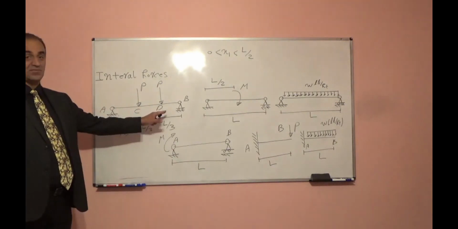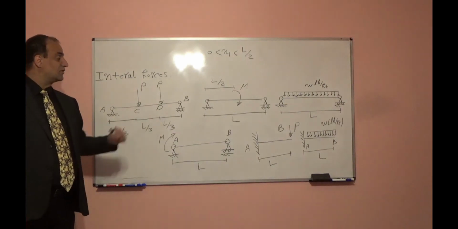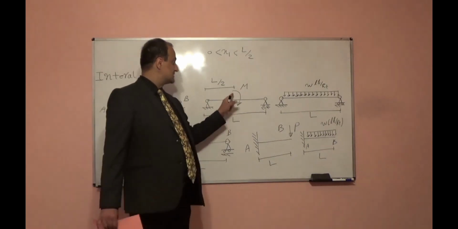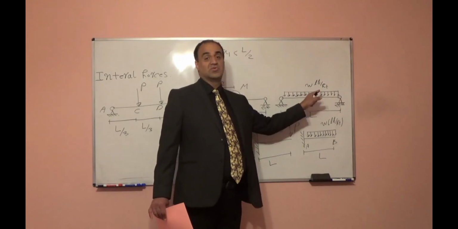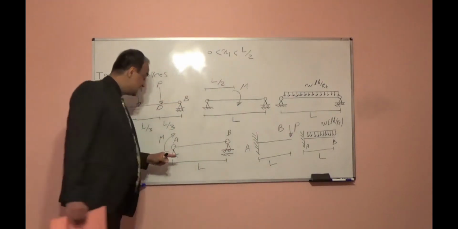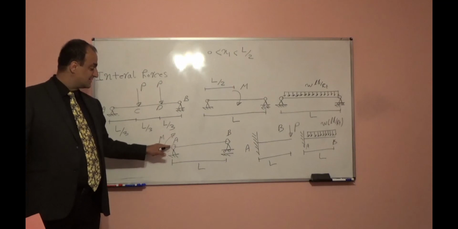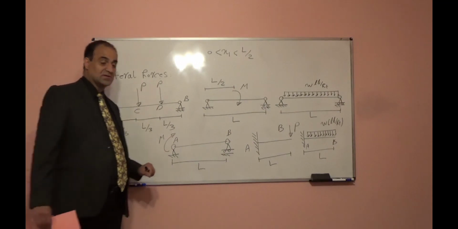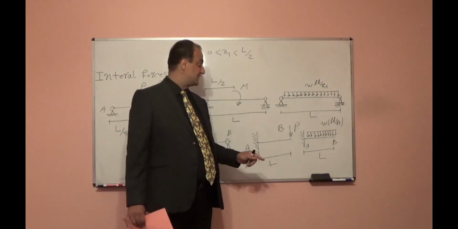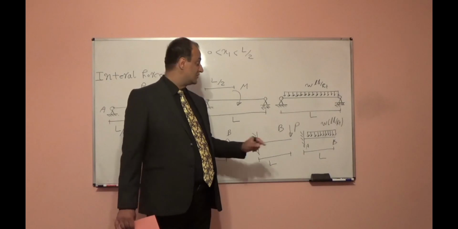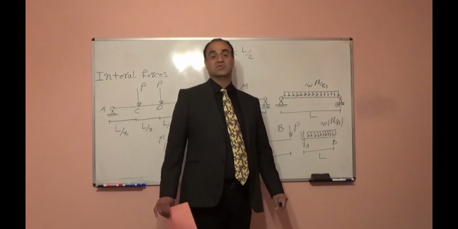One of them simply supported, subjected to two concentrated loads, each one at L/3. Another simply supported, subjected to bending moment at midspan. Another simply supported is subjected to uniform distributed load. Another simply supported, subjected to concentrated moment at point A at this support. The next one is cantilever. Cantilever beam means one end is fixed, another end is free. It is subjected to concentrated load at free end. Another one is a cantilever beam subjected to uniform distributed load.